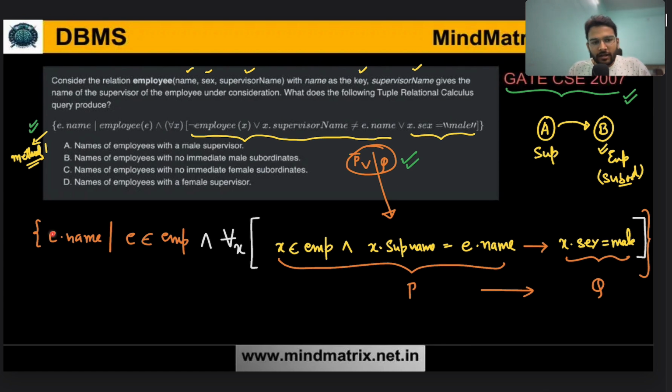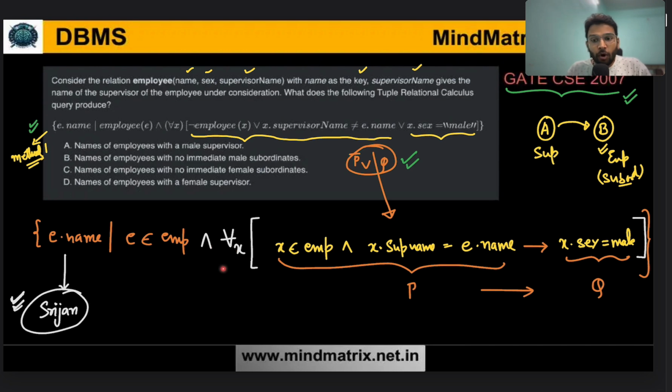Now carefully understand. Let's say I am talking about one employee. Let's take one name, maybe Srijan. Let's take the employee name is Srijan. I'm talking about this employee. Let's say this is the result I'm getting in the output. So I'm talking about this Srijan employee. So what does it say now? E belongs to employee. That means Srijan belongs to employee.